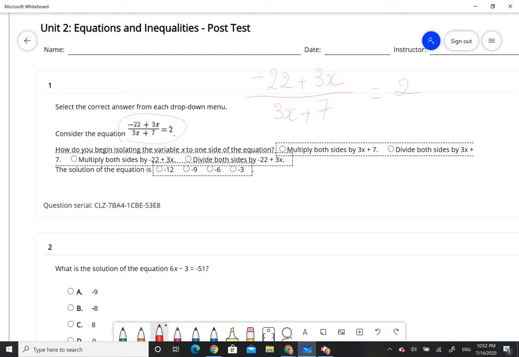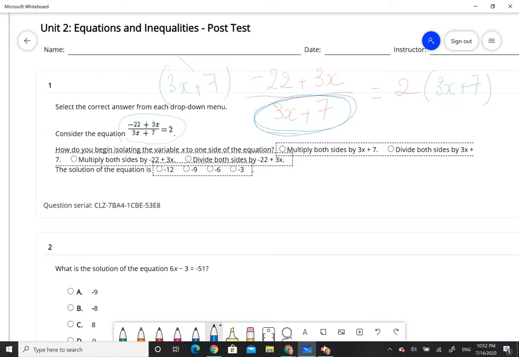In order to solve this equation, you need to undo the denominator, right? By multiplying both sides by this denominator, which is 3x plus 7. So you multiply both sides by 3x plus 7, right? Because if you do that, this would go away, right?